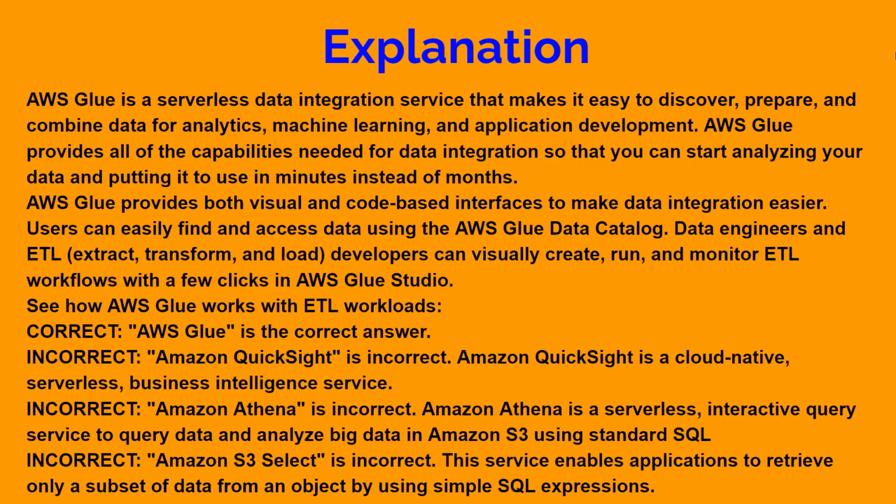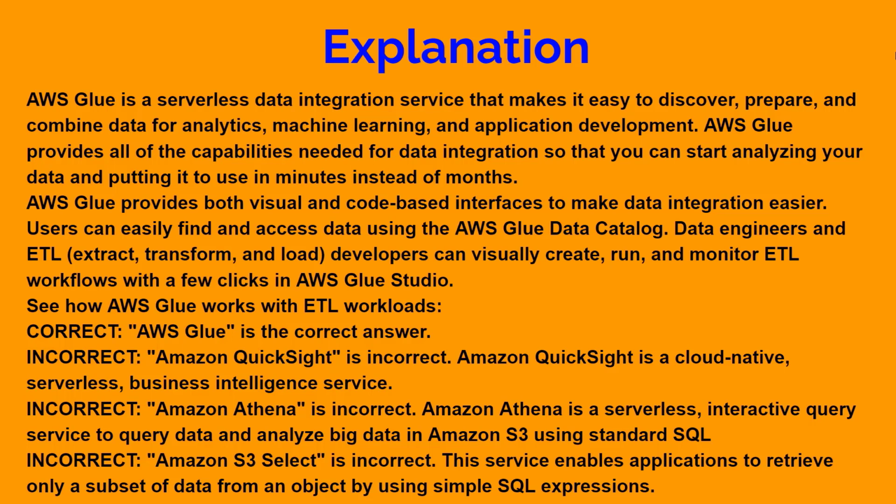Explanation. AWS Glue is a serverless data integration service that makes it easy to discover, prepare, and combine data for analytics, machine learning, and application development. AWS Glue provides all of the capabilities needed for data integration so that you can start analyzing your data and putting it to use in minutes instead of months.